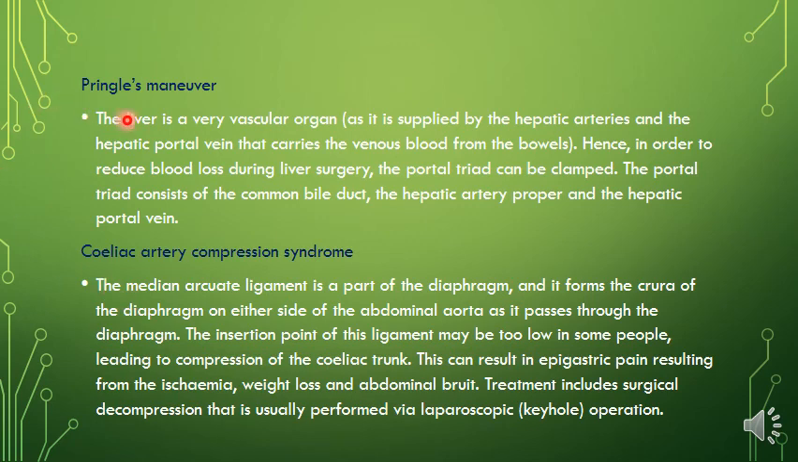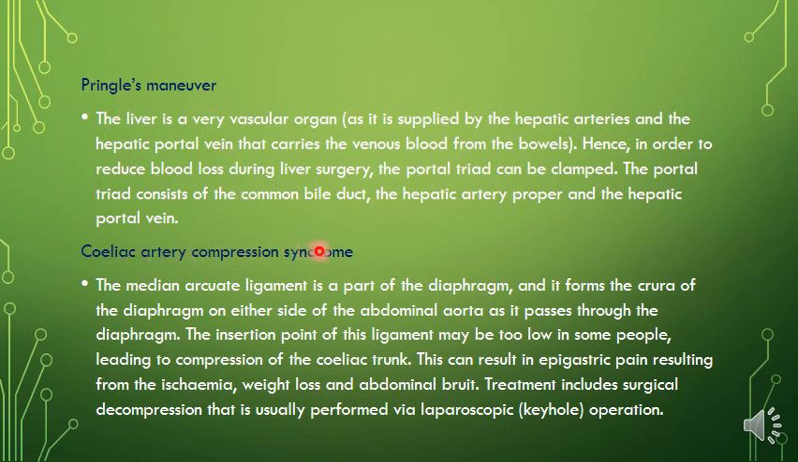Then Pringle's maneuver. The liver is a very vascular organ as it is supplied by hepatic arteries and the hepatic portal vein that carries venous blood from the bowels. Hence, in order to reduce blood loss during liver surgery, the portal triad can be clamped. The portal triad consists of the common bile duct, hepatic artery proper, and the hepatic portal vein. If these three together are clamped, then we can reduce the blood loss during liver surgery, and this clamping is called Pringle's maneuver.